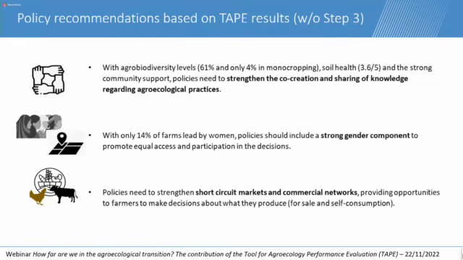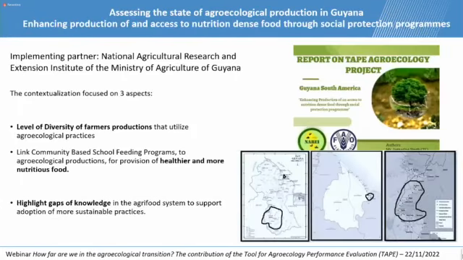Also, as I mentioned before, given the 61% of agrobiodiversity, most of it is determined by the external markets. The dietary diversity score shows that farmers consume less than 50% of what they produce. This can create opportunities to establish short circuit markets and commercial networks, given the strong community support, so farmers have more decisions in what they sell and what they use for self-consumption. The next one, please.